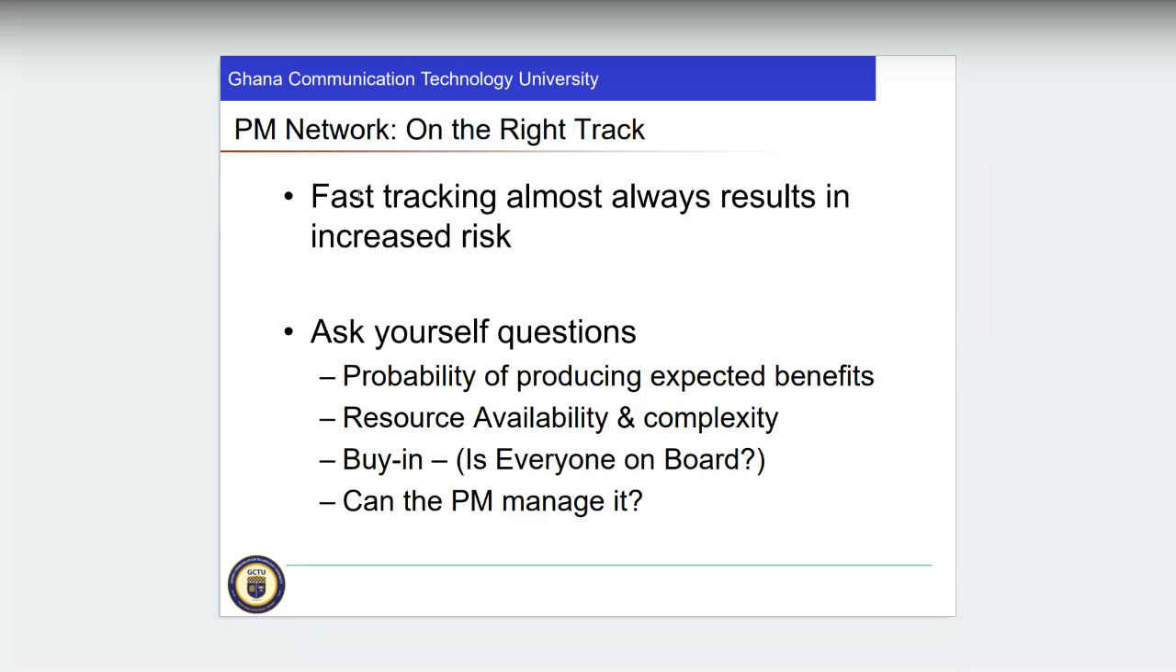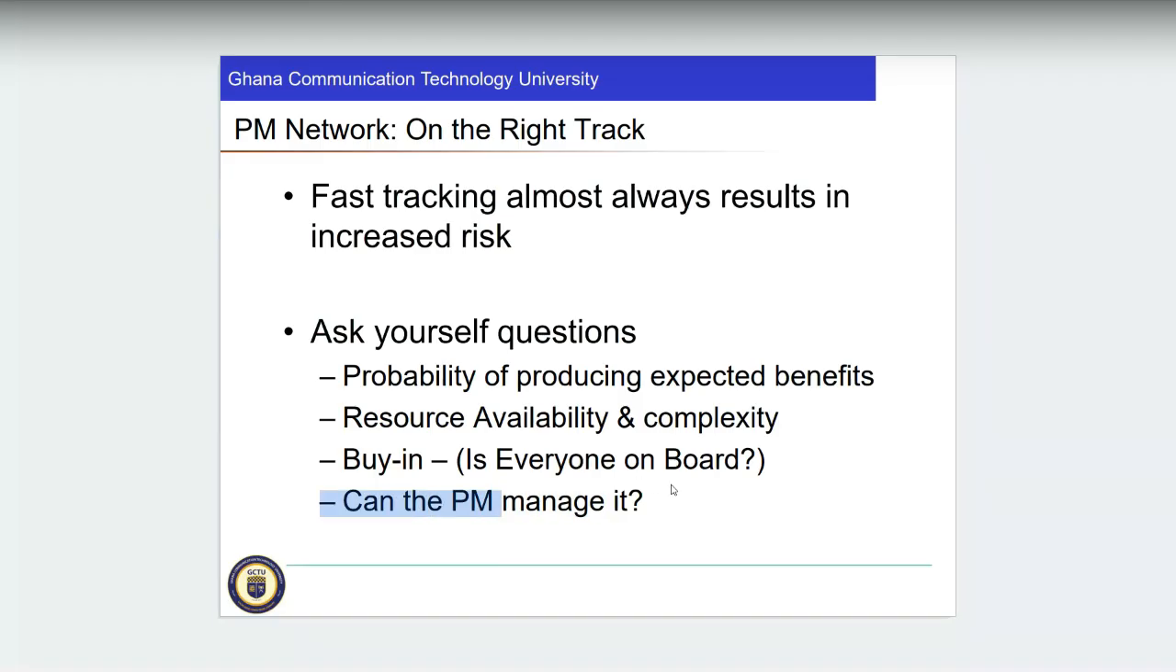Fast tracking almost always results in increased risk. Then you must ask yourself questions: the probability of producing the expected benefit, resource availability and complexity, and buy-in. Is everybody on board? Are we all on the same platform? Are we all going in the same direction? Then, can the project manager manage it? That is how to be on the right track.